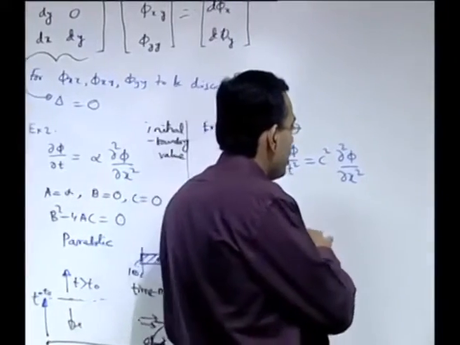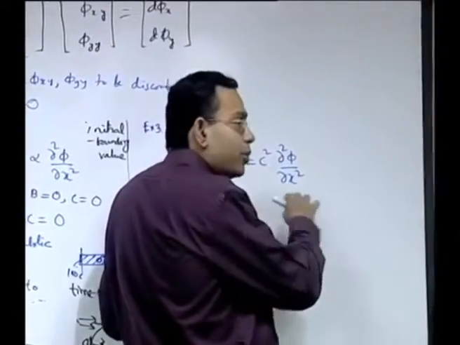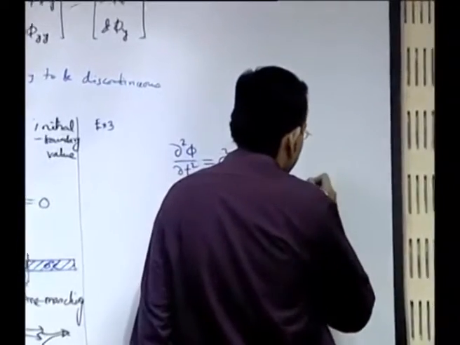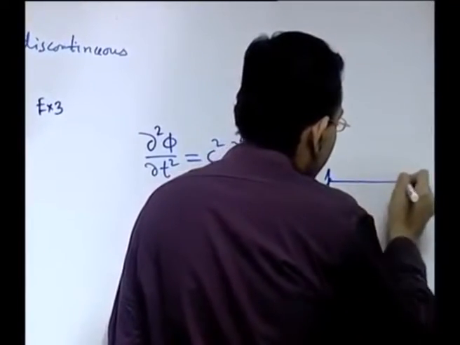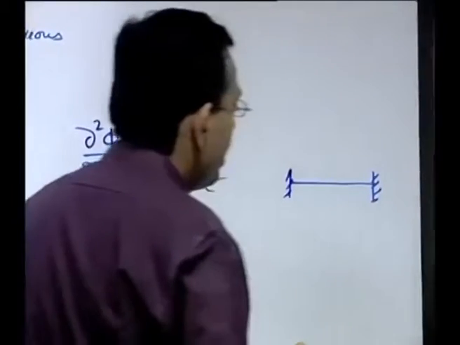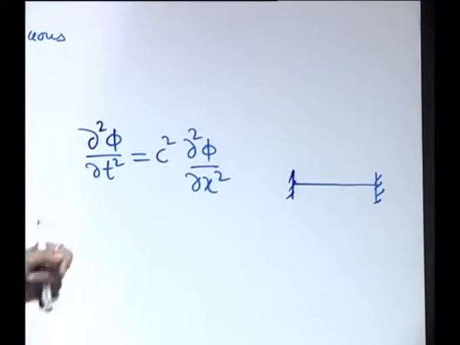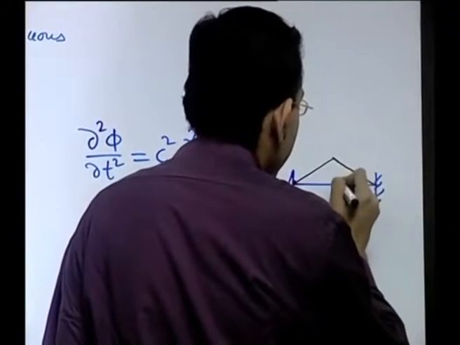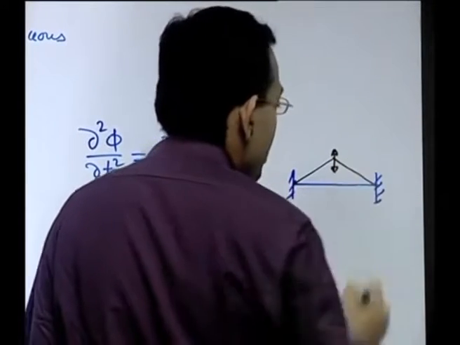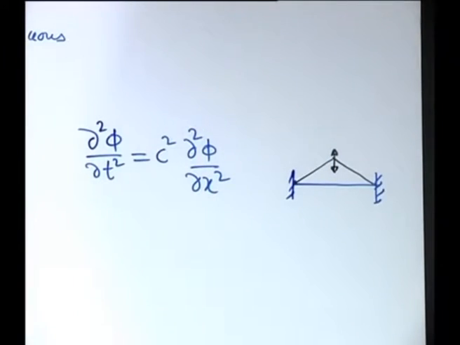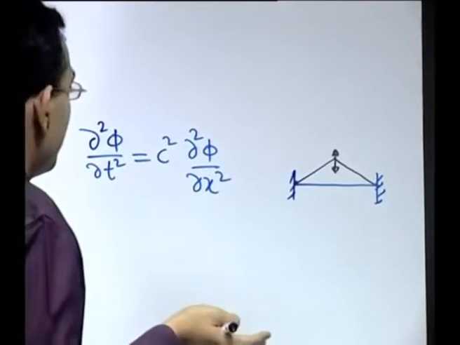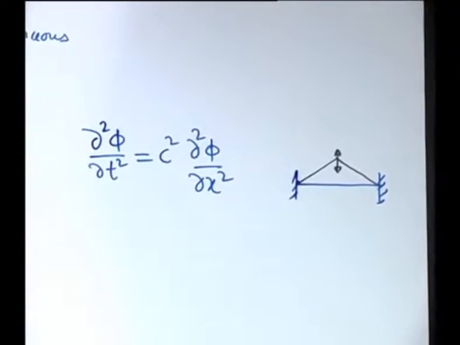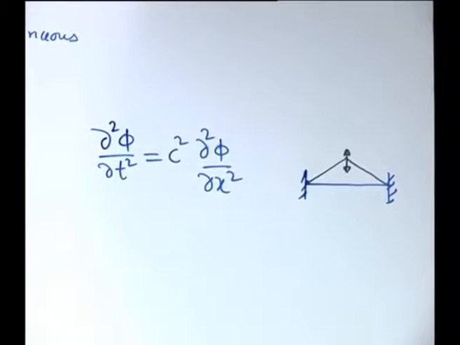This is an example of maybe a wave propagation, or we can say that physically an example where you have a string which is tied at the two ends. Now you create an initial disturbance by giving some initial displacement and initial velocity to it, and then release it. Then the string will vibrate and its displacement will be governed by this equation as a function of position and time.